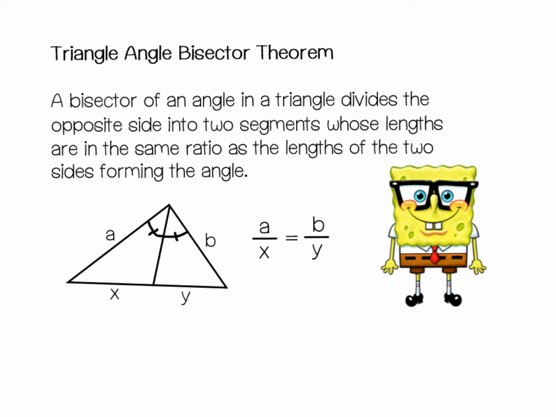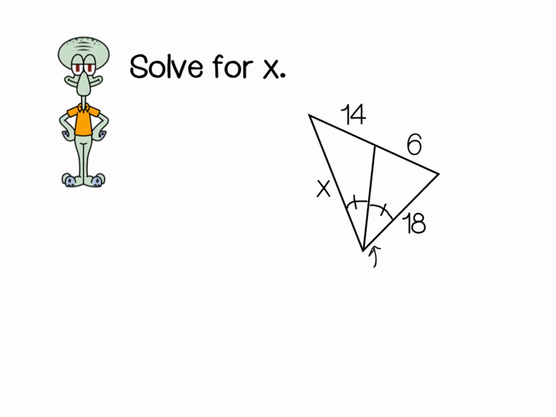All right, on this first one here, this is my angle that's being bisected. Okay, so the legs of those angles are x and 18. So it's going to be x over its part of the third side, which is 14, equals the other leg, which is 18, over its part of the third side, which is 6.